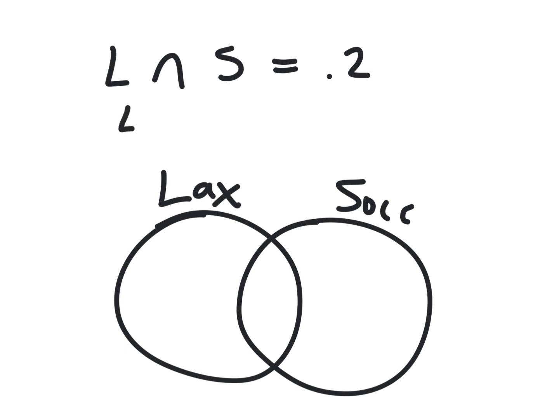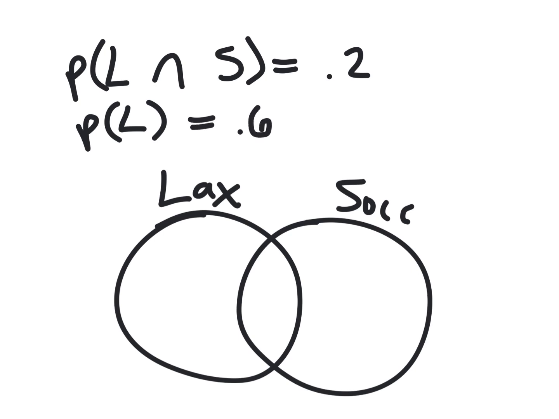Next, lacrosse, just all by itself. Probability of lacrosse, sorry. Should be putting probability of. The probability of lacrosse is 0.6. Now, some people are going to be tempted to put the 0.6 right here. It's not there. That's the most common mistake, so don't do that.